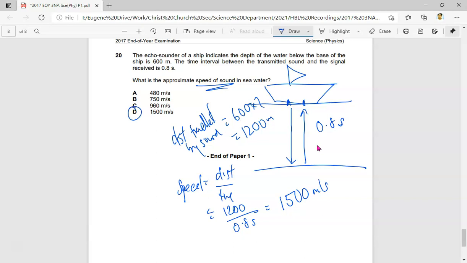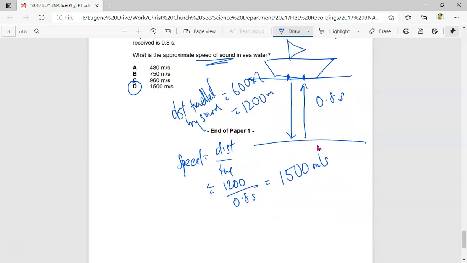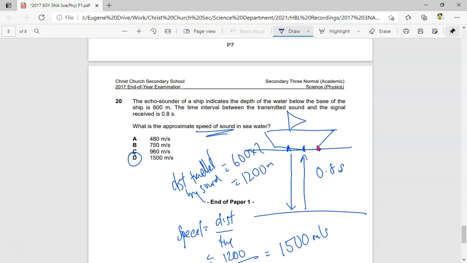So those of you who didn't draw, most probably you get it wrong because you can't really imagine or picture it. Or for those of you who can, then that's good lah. Okay, so that's the end for question 20, which is the paper 1 for 3 and 8.